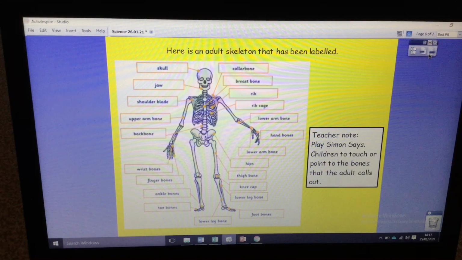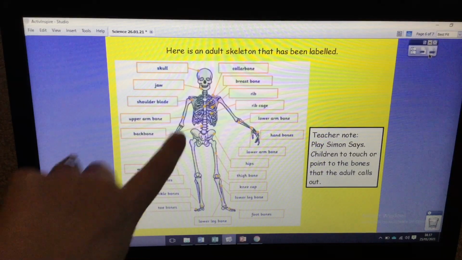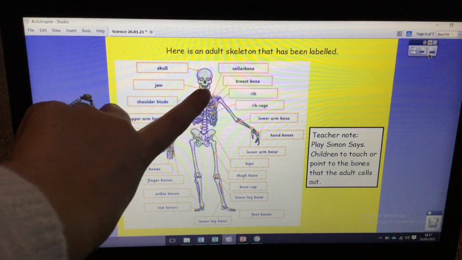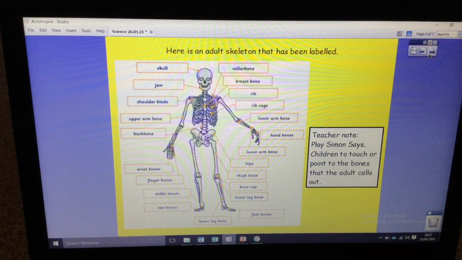Simon says, touch your jaw. Okay, you should now be touching under your chin, at the bone under our chin. Touch your hips. Ah, fooled you. I didn't say Simon Says.